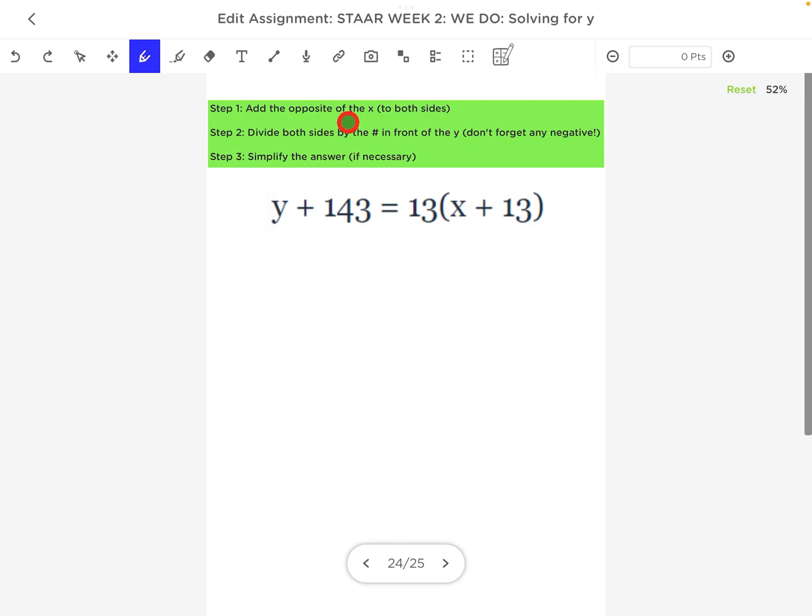Okay, next, look at this one. This just looks a little bit different, but if we keep in mind the same steps, it's just a little bit different. So we said, of course, add the opposite of x to both sides, but the x is already on the other side. So we're going to skip that step, right?